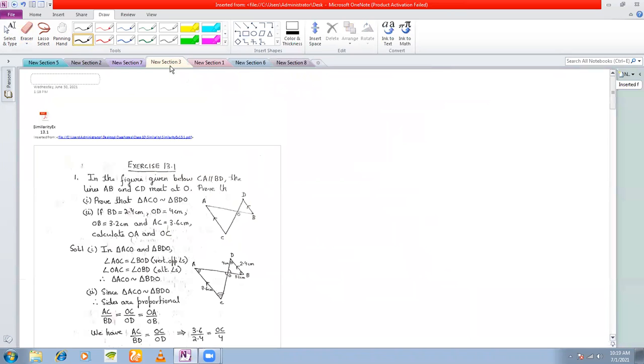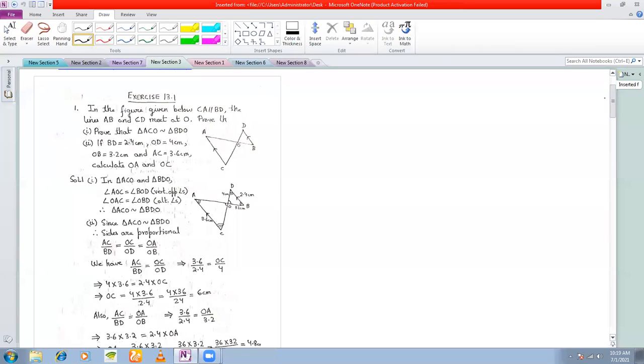We start with the problems on similar triangles. This is your first exercise on similar triangles. In this figure, the first problem here is this kind of figure is given to you. In this figure, the labels that are given here are A, C, O, B, and D.